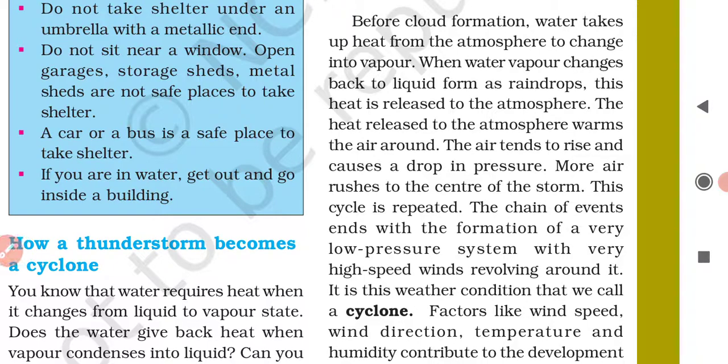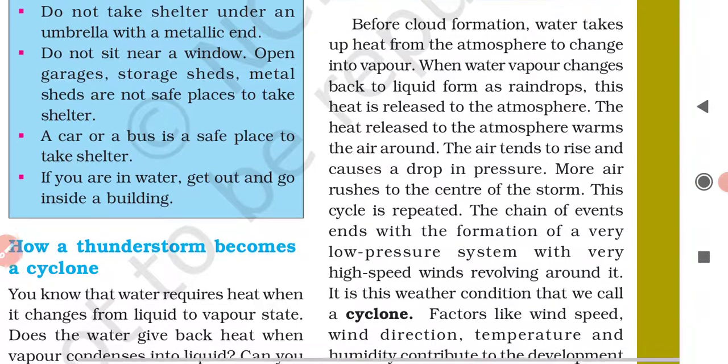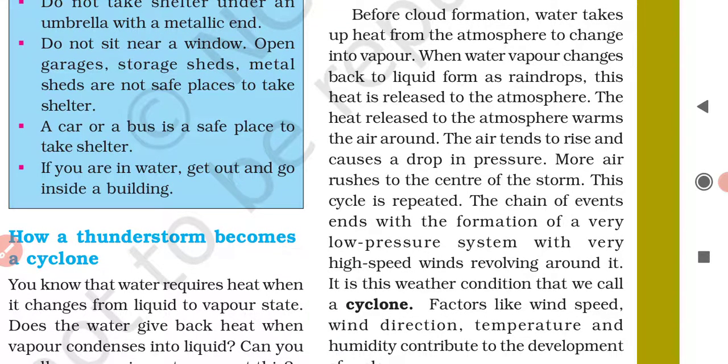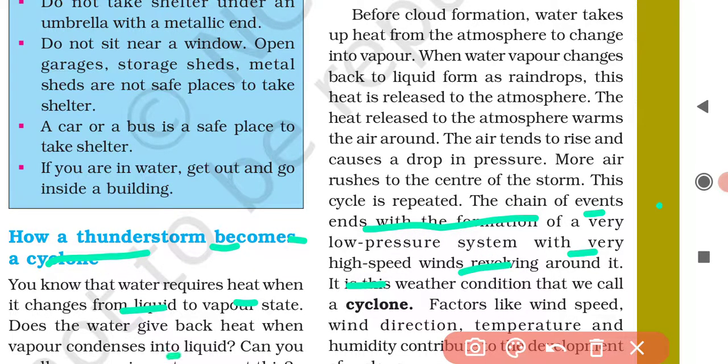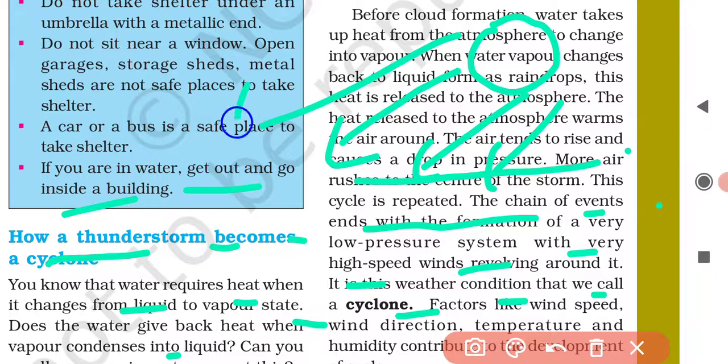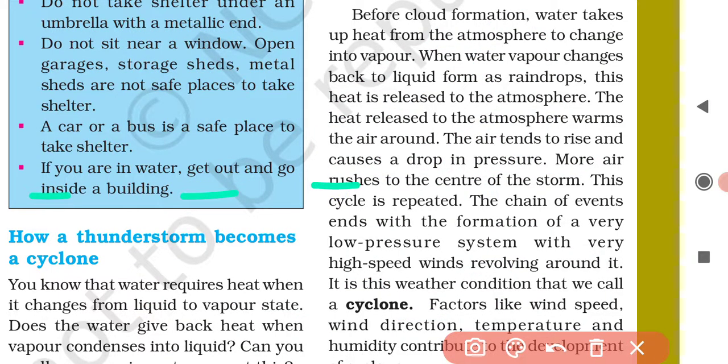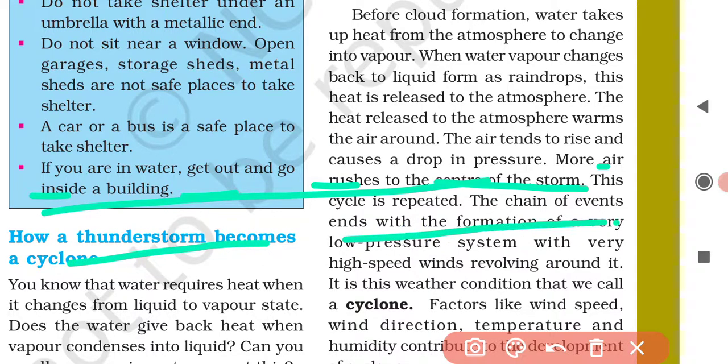So now let's see what is given in your book. Before cloud formation, water takes up heat from the atmosphere to change into vapor. See, suppose there is a sea region, sea water is there. During summer the sun will heat the sea water, right? The sea water will get heated during the summer months.